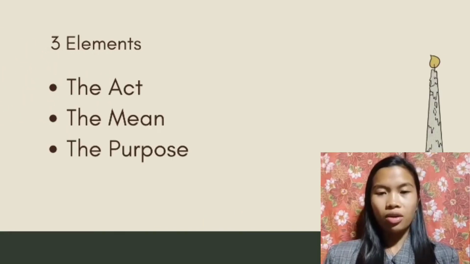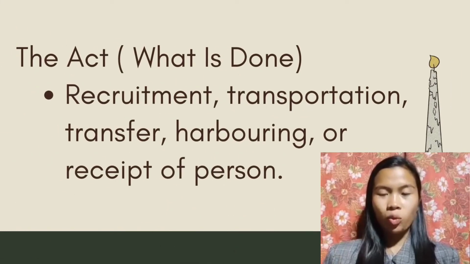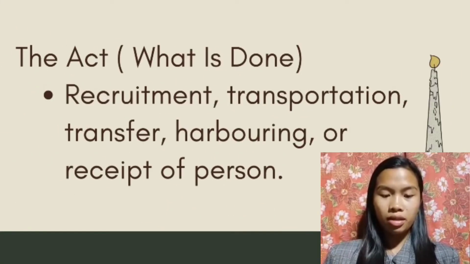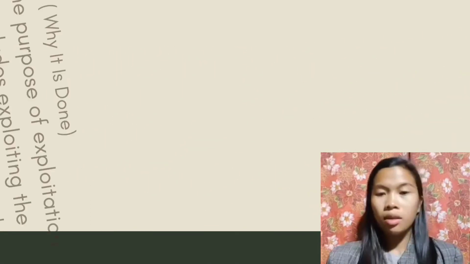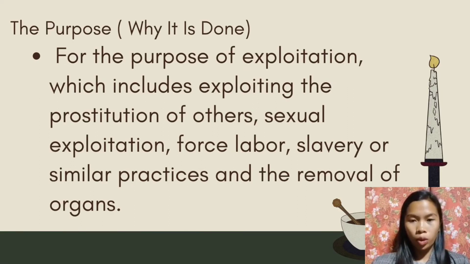The elements of human trafficking are three: the act, the means, and the purpose. The act is what is done: recruitment, transportation, transfer, harboring, or receipt of a person. The purpose is why it is done: for the purpose of exploitation, which includes exploiting the prostitution of others, sexual exploitation, forced labor, slavery or similar practices, and the removal of organs.